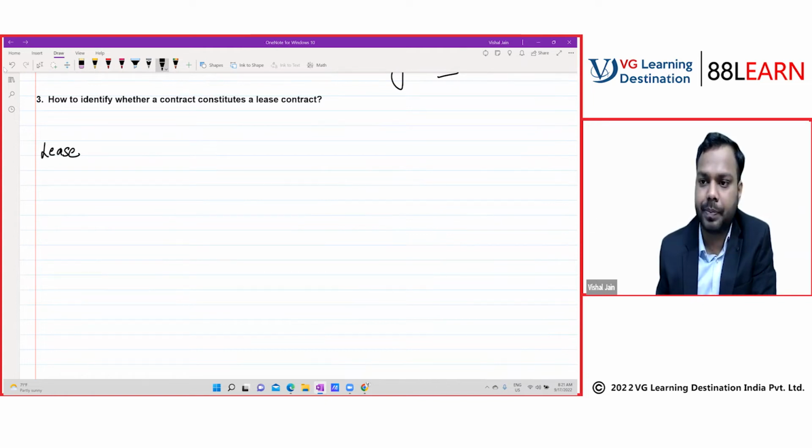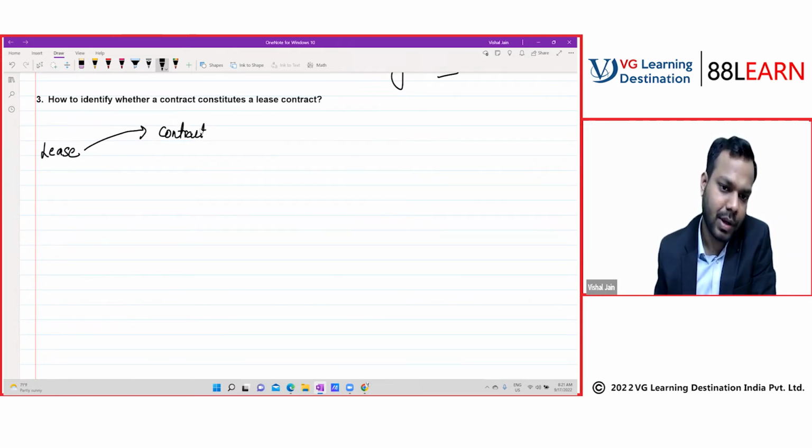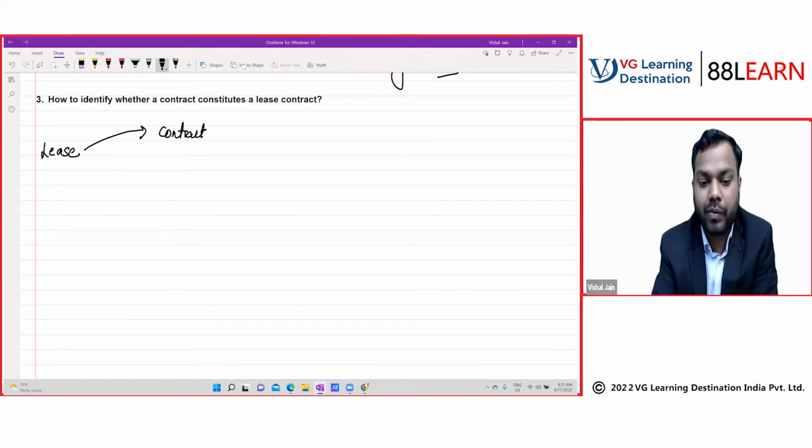Yes, Visakha. Lease. So first, it has to be a contract. It's not about whether it impacts negatively, but about whether the correct accounting treatment is being followed. Whether it impacts negatively or positively doesn't matter, but the correct accounting treatment is to be followed.